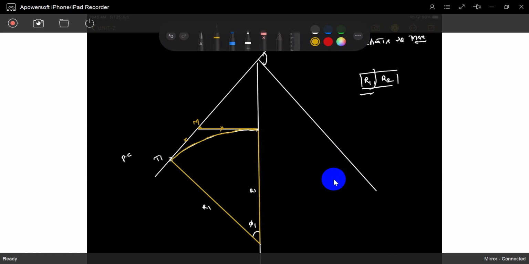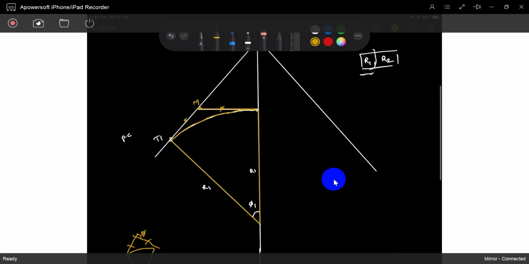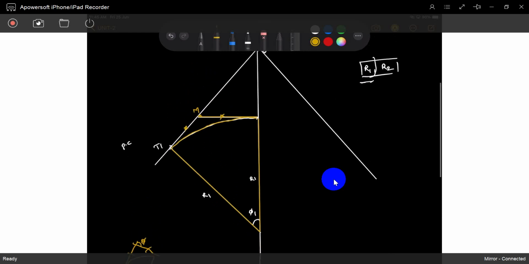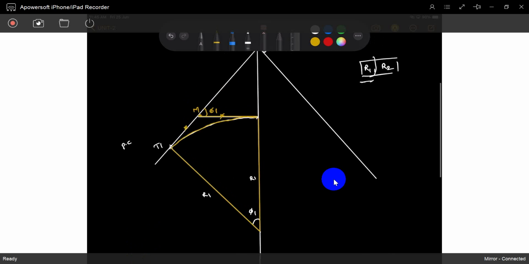In a simple curve, we draw it with a tangent at each end. Both are the tangent length. This angle is also theta 1. Just observe this location only. This is one full simple curve. This is the deflection angle, just call it phi.